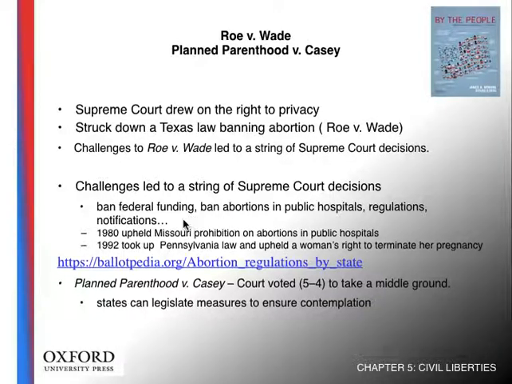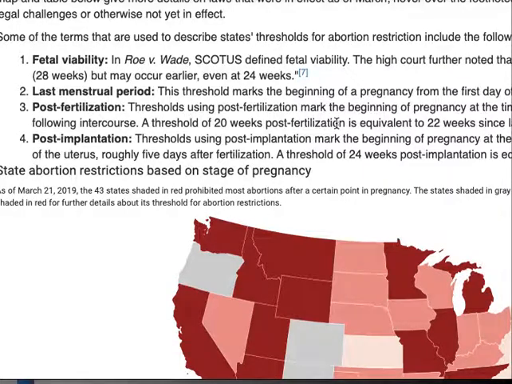Many states have tried different types of laws, like banning federal funding, banning abortions in public hospitals, any hospitals that are run by government, making regulations for waiting periods for women, making parental consent for anyone under 18. So all kinds of different laws, making the limit of when you can have an abortion shorter and shorter. If you go to this link here, this is the most recent.